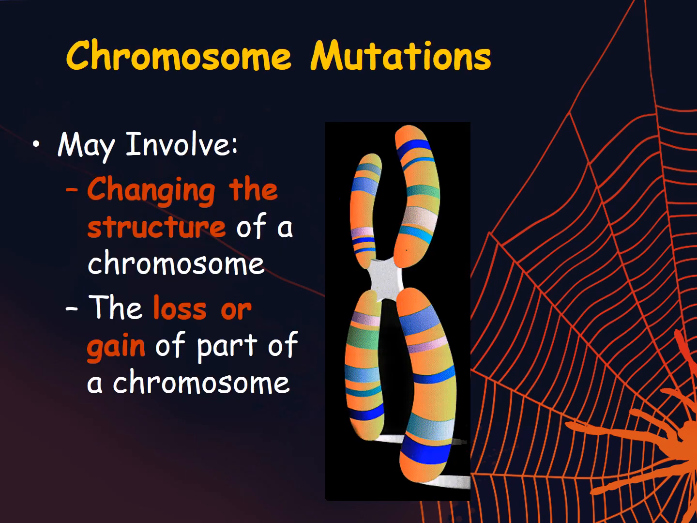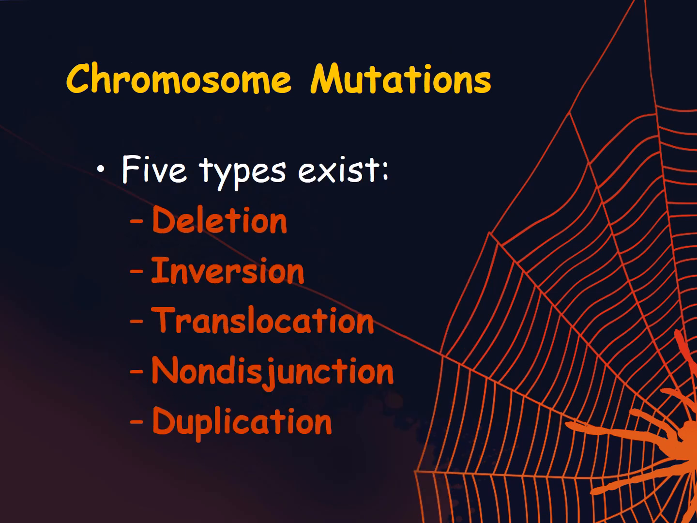So we're going to start with chromosomal mutations. And when we're talking about chromosomal mutations, it might involve changing the structure of the chromosome. So we might have like part of a chromosome missing, or we might lose or gain an entire extra chromosome. So we might have just part of a chromosome affected, or it might be an entire chromosome. So we have 5 key types of chromosomal mutations: deletion, inversion, translocation, non-disjunction, and duplication.